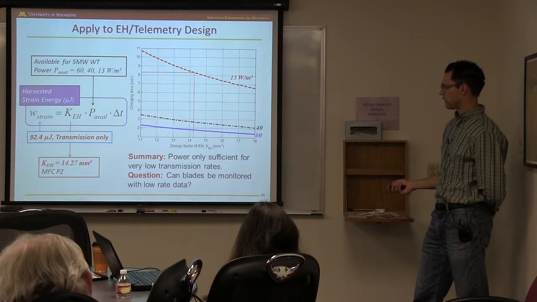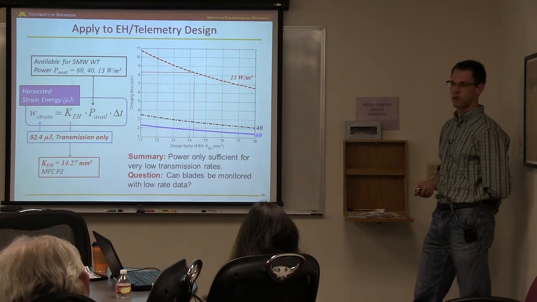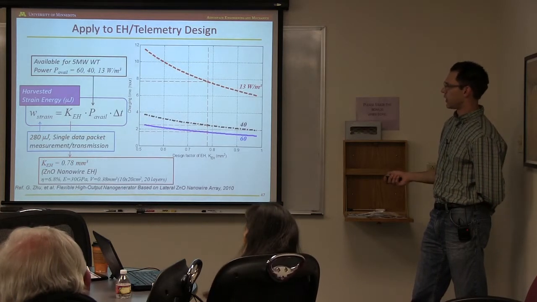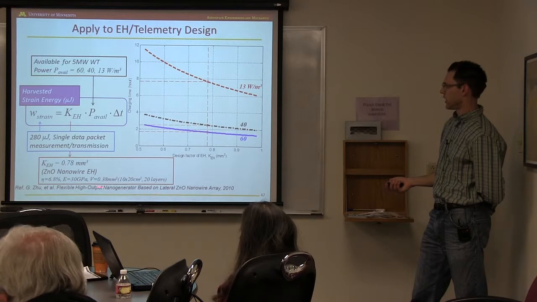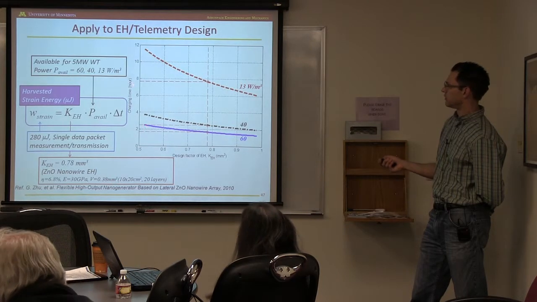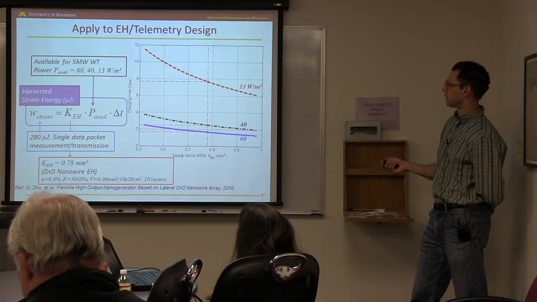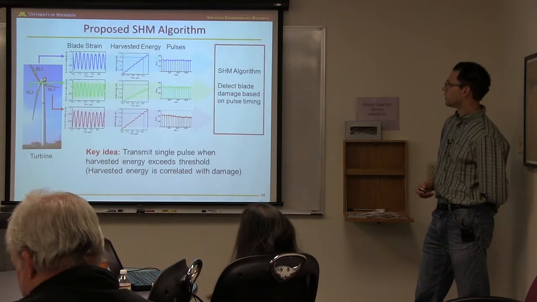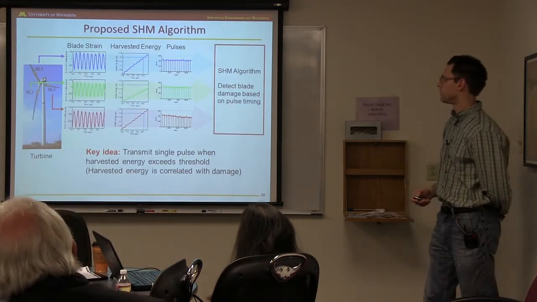And so what we wanted to understand is, can you still do some sort of monitoring at very low rates, okay? This is just showing another number. Professor Yang has this harvester that's got a higher efficiency, but a much smaller volume. Now you can see the charging times with his harvester as it currently stands is on the order of hours, so that's even worse. So what's the algorithm that we're going to try and investigate?